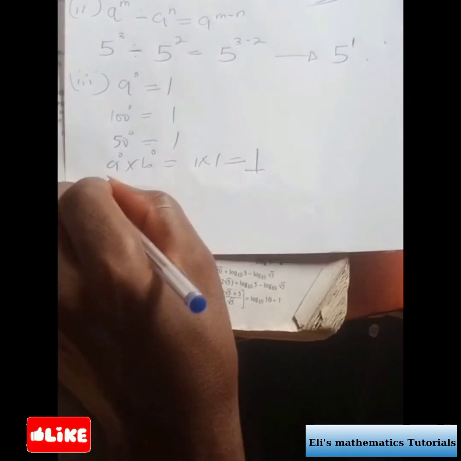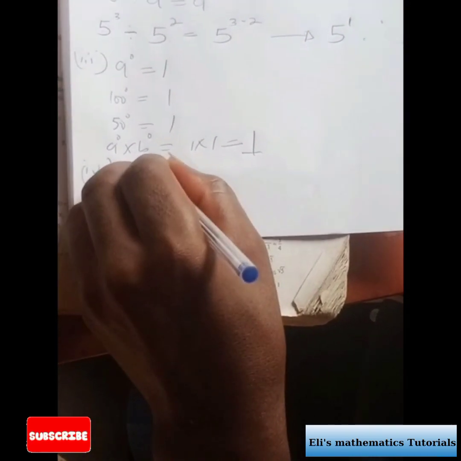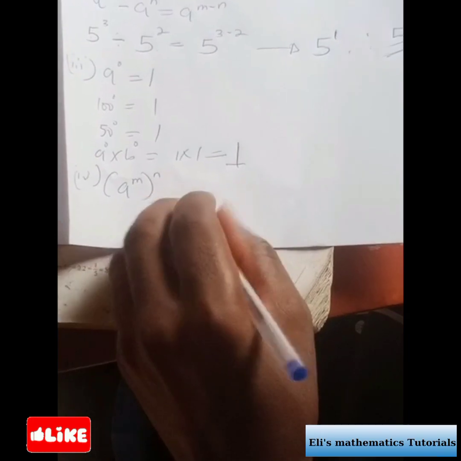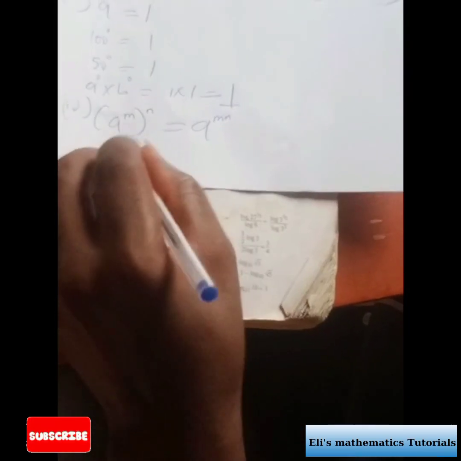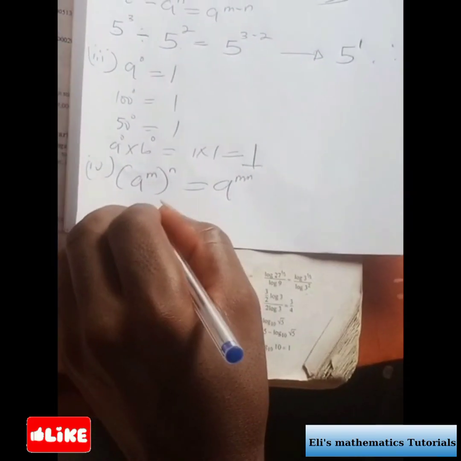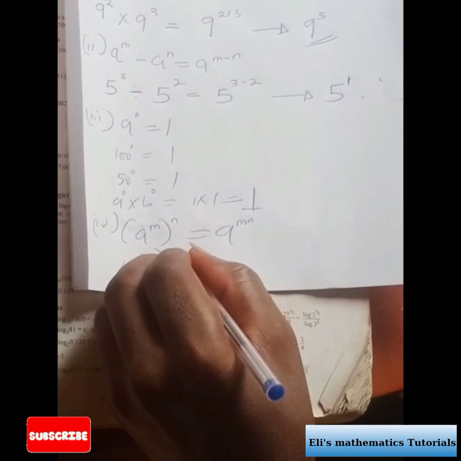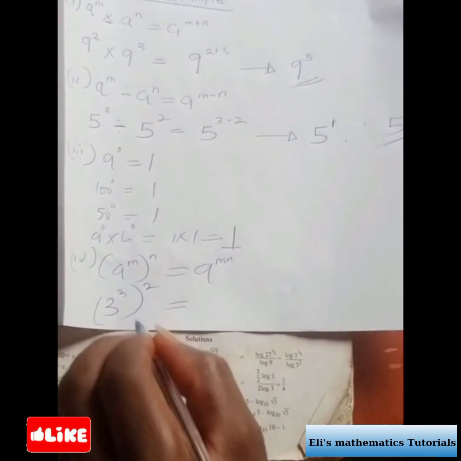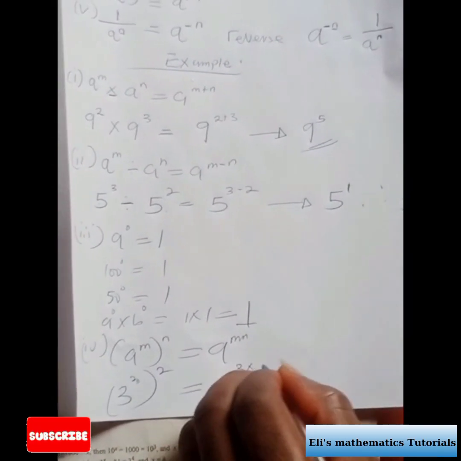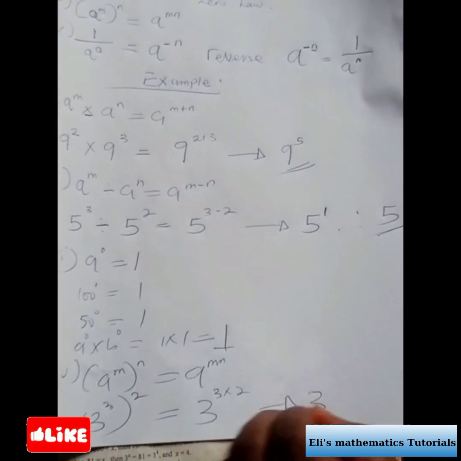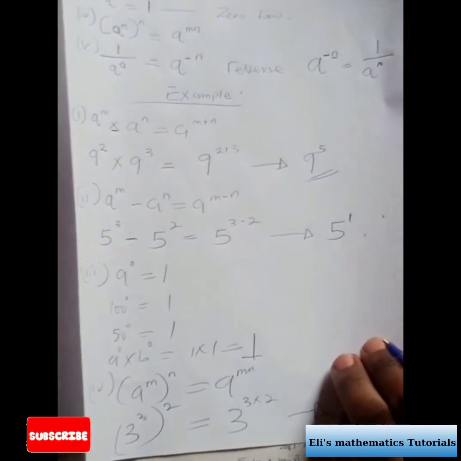Then number 4, we have a raised to power m, bracket, raised to power n, which is equal to a raised to power m times n. So if we have 3 raised to power 3, bracket, raised to power 2, it will be equal to 3 raised to power 3 times 2, which will give us 3 raised to power 6. So this is the answer.